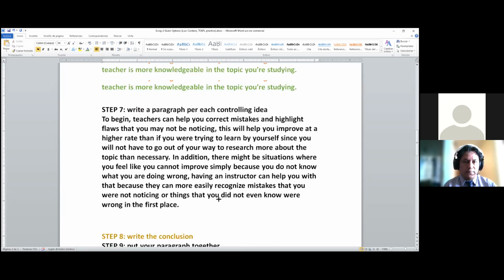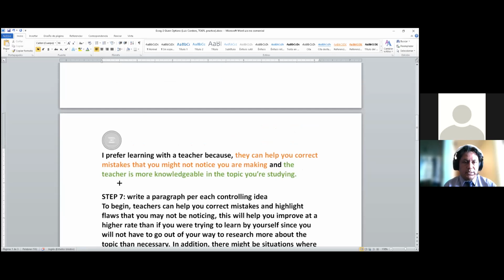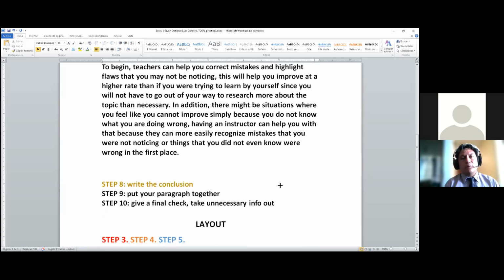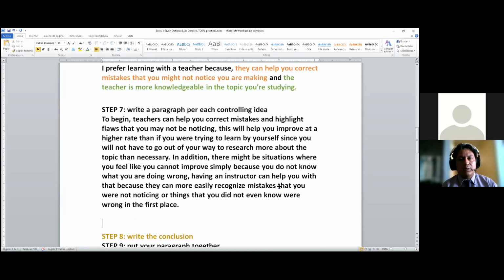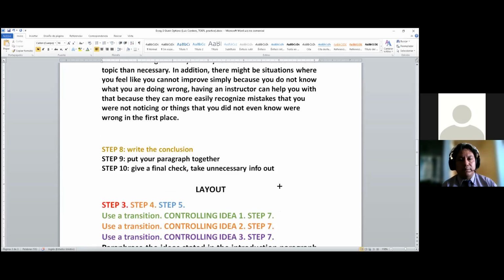I think that's good for a paragraph. So then the other topic is that the teacher is more knowledgeable in the topic that you're studying.